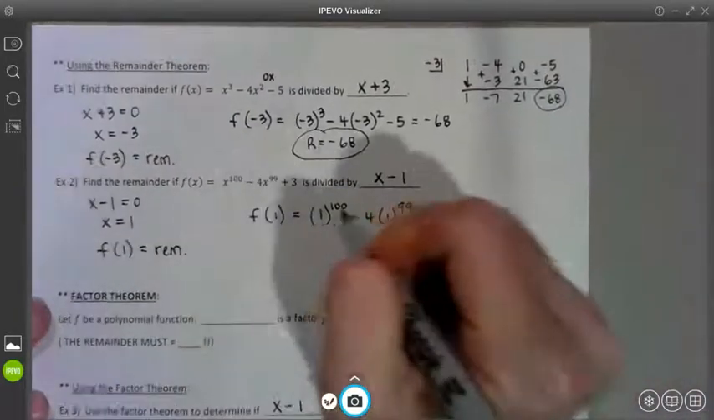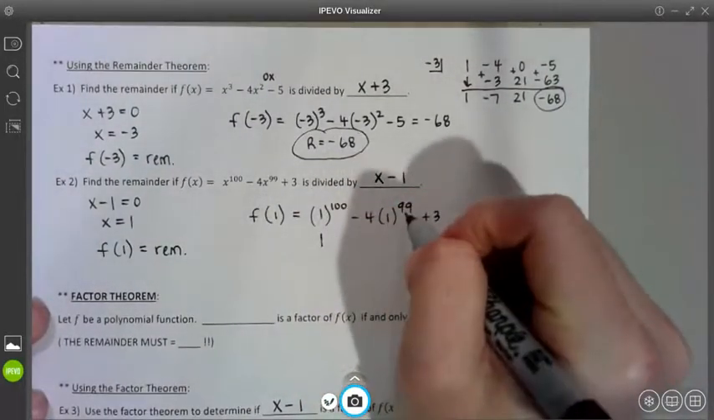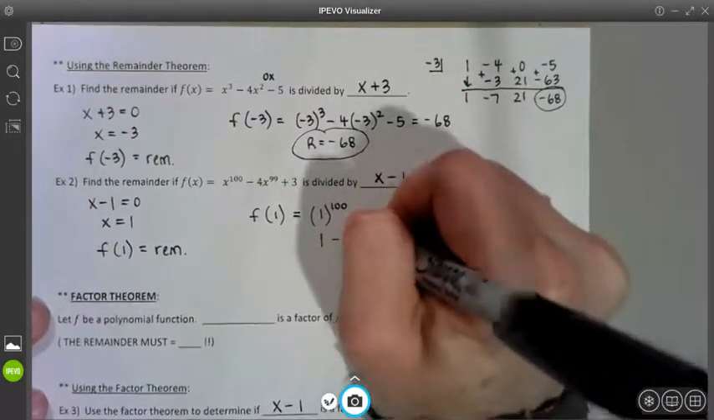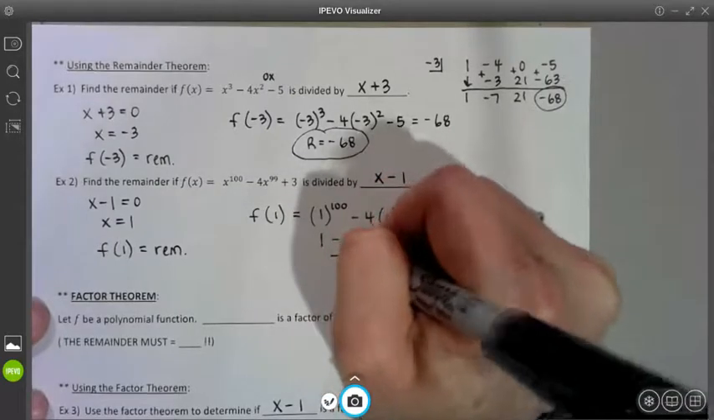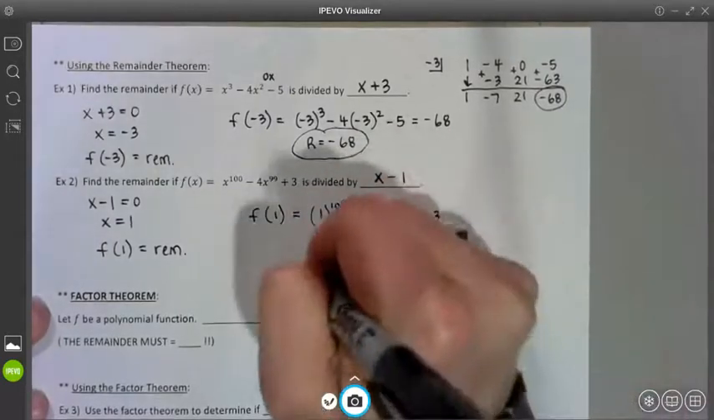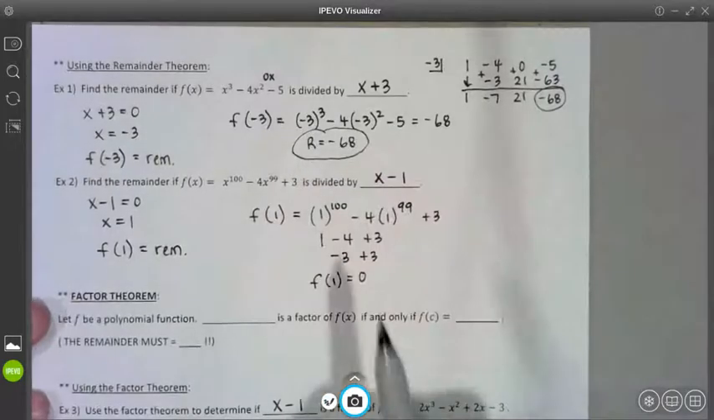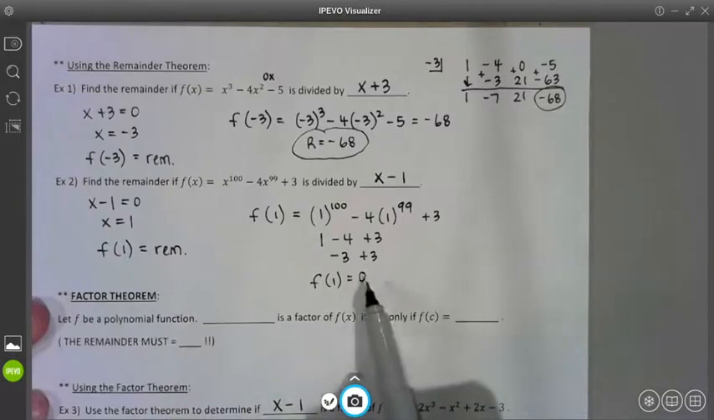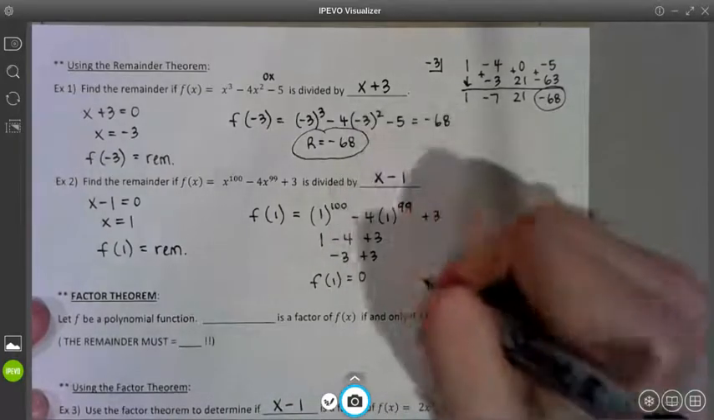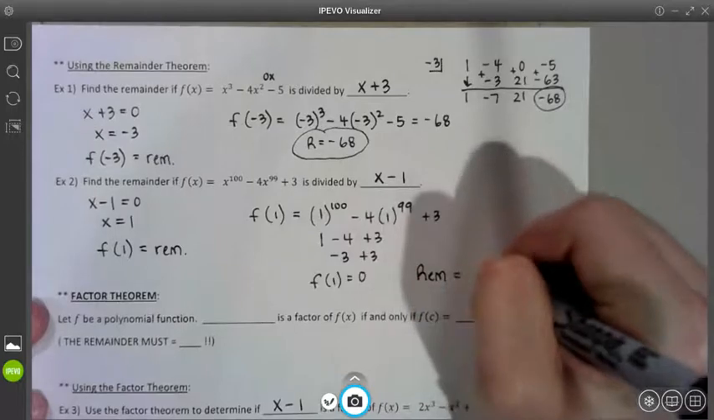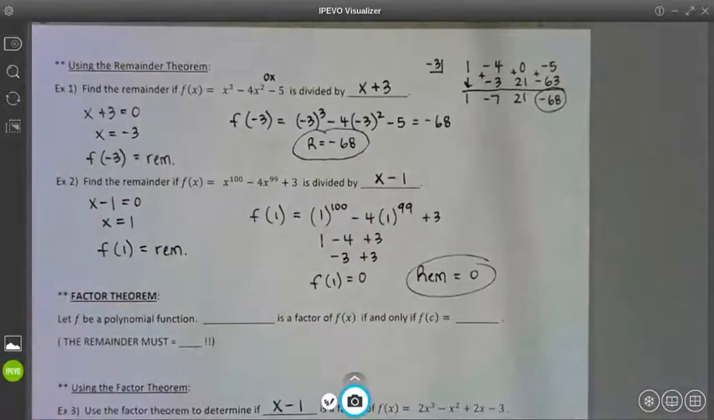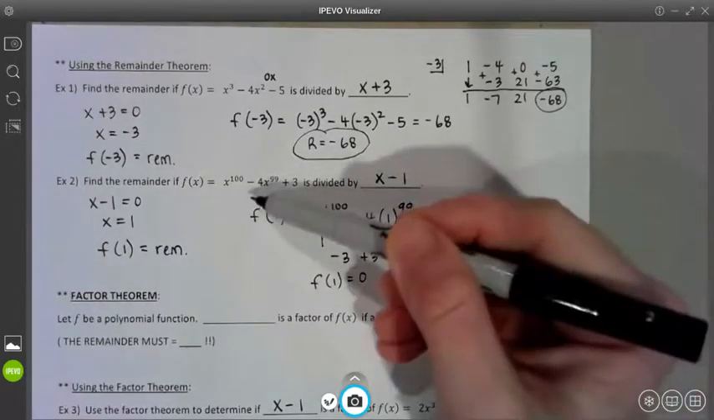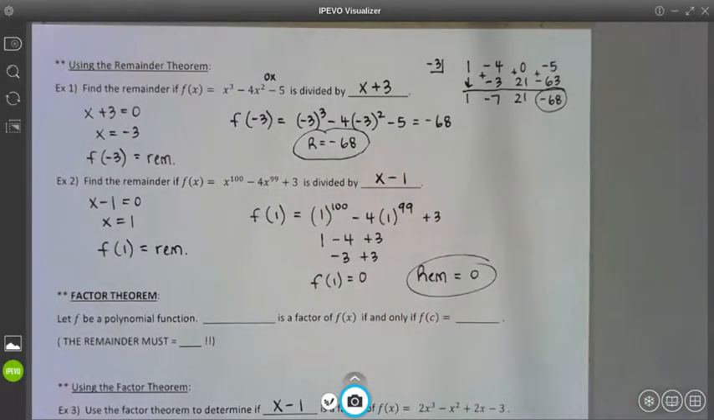Right? We could plug this into our calculator. This is pretty easy. 1 to the 100 is 1. 1 to the 99 is 1. 1 times negative 4 is negative 4. And then bring down plus 3. I'm going to get negative 3 plus 3, and it's 0. So f of 1 equals 0. So that means the number that came out when I plugged 1 in, this magic number, was 0. So the remainder is 0. Okay, which means x minus 1 does divide evenly into this polynomial, and x minus 1 is one of its factors if I was trying to break it down into factors.